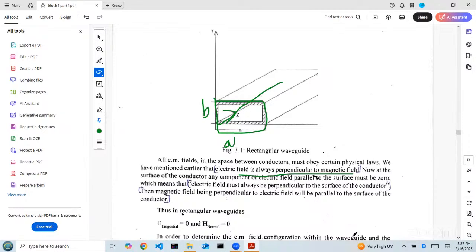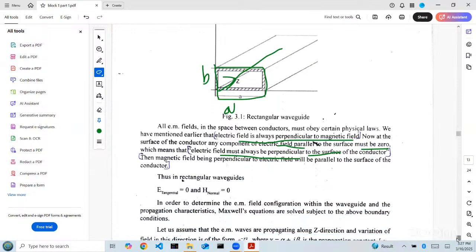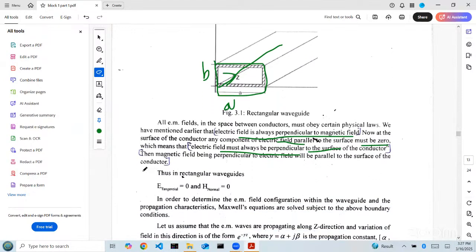That is mentioned here. At the surface of the conductor, the component of electric field which is parallel to the surface is 0, which means electric field is perpendicular to the surface of the conductor. The parallel component at the surface is 0, so we have to concentrate on the perpendicular component. Here in a rectangular waveguide, I am taking two conditions. What are the two conditions? Electric field is 0 across the tangential and magnetic field is 0 across the normal.